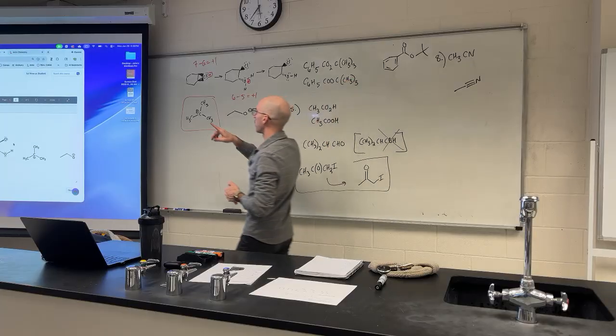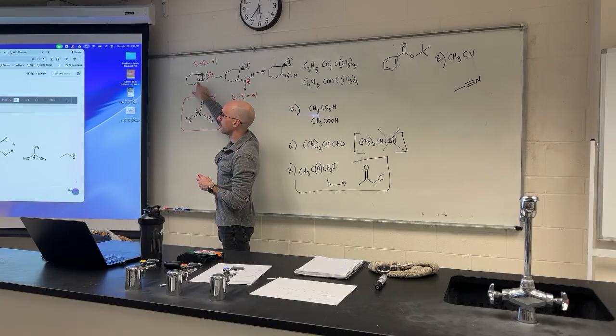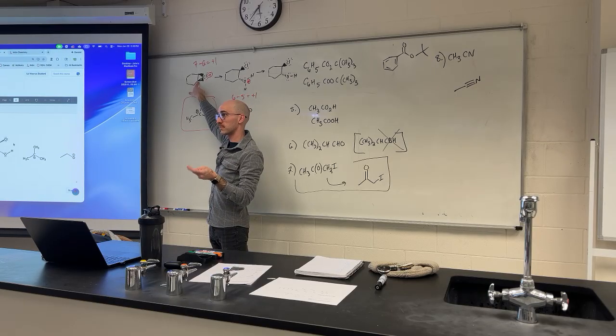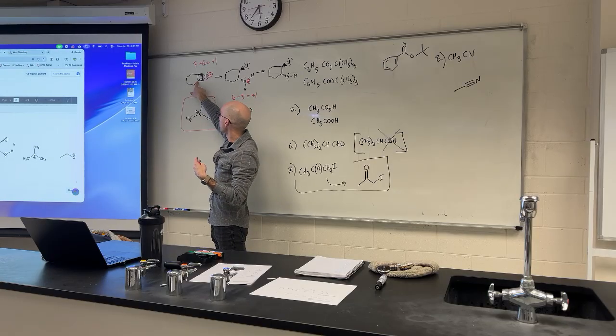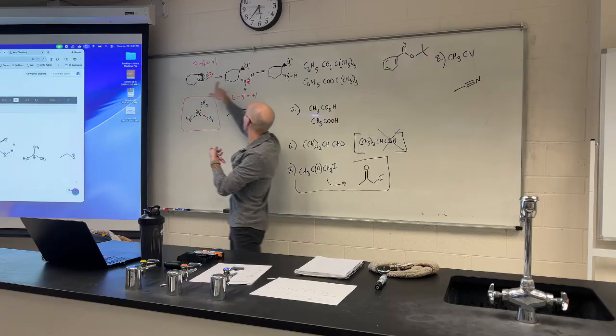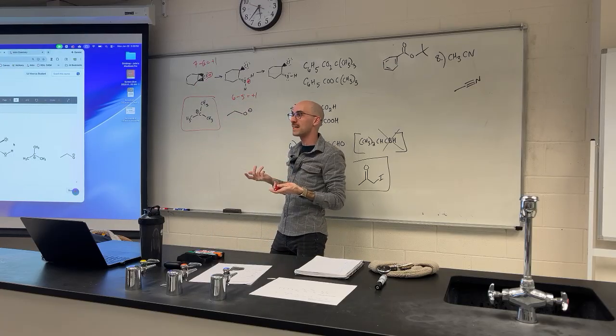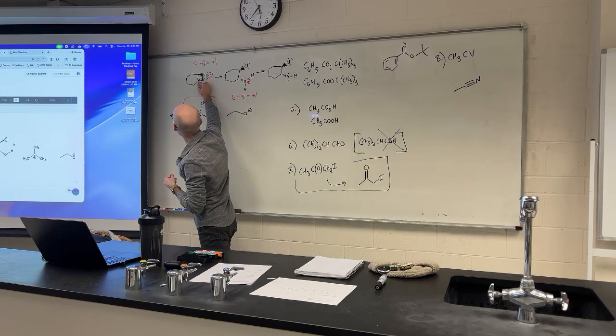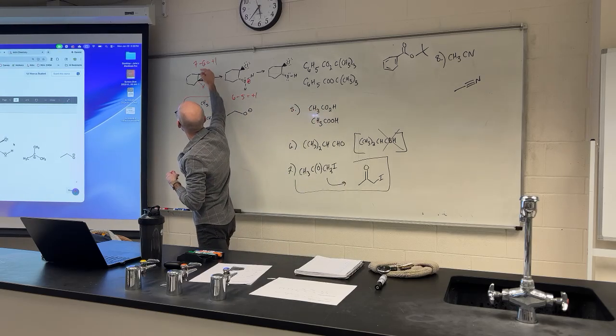Well, actually, we could take one assumption. The wedge and the dash only appear on sp3 hybridized atoms. The wedge and the dash represent three-dimensional character. So in order for this to have a wedged group or a dashed group, it must be sp3. To be sp3, it must have 4 bonds. That 4th bond would actually have to come from the hydrogen.